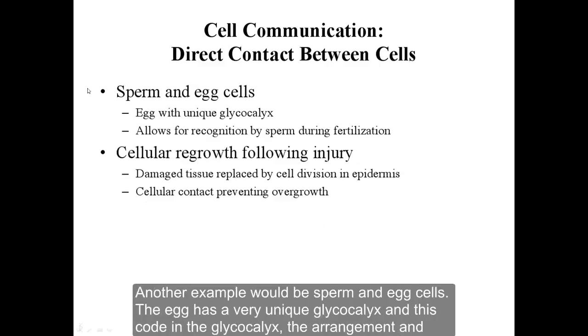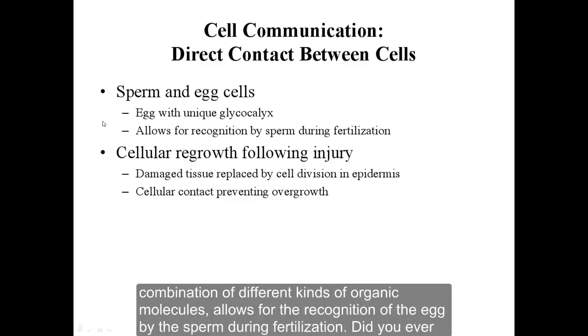Another example would be sperm and egg cells. The egg has a very unique glycocalyx, and this code in the glycocalyx, the arrangement and combination of different kinds of organic molecules, allows for the recognition of the egg by the sperm during fertilization.